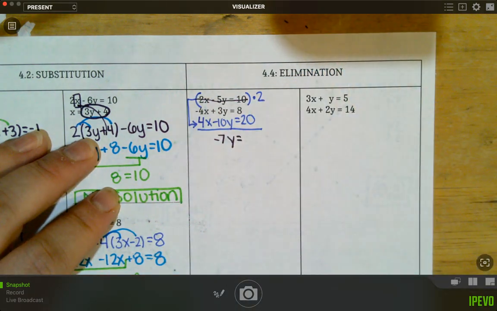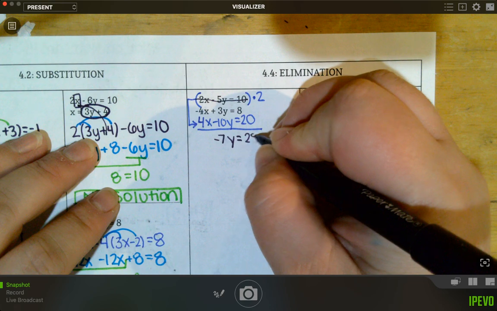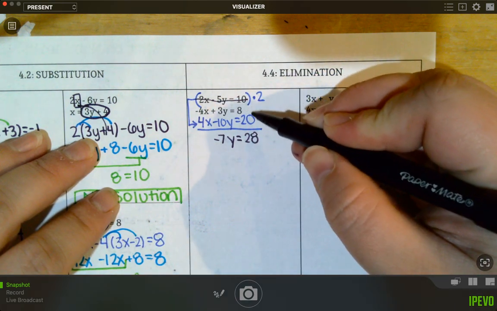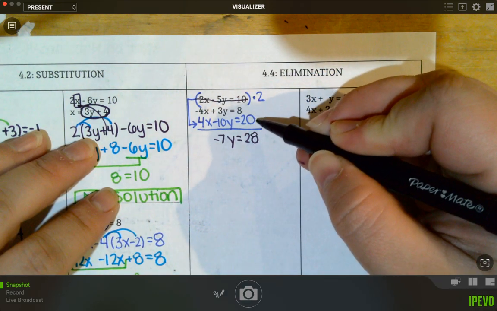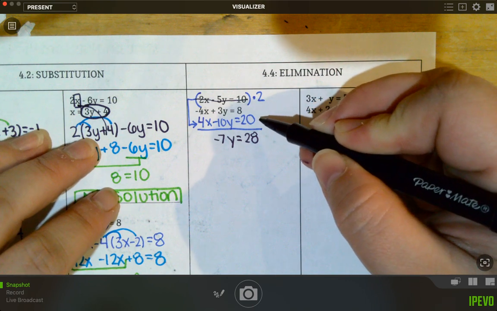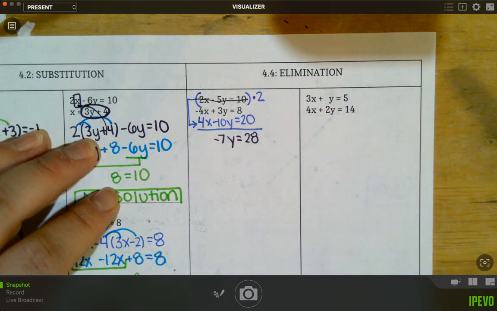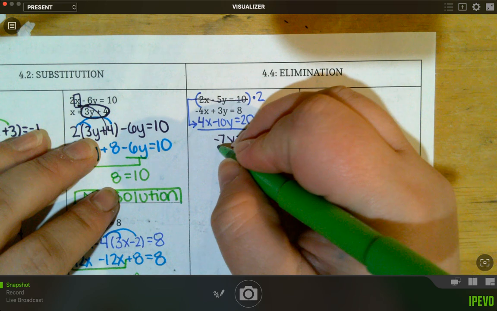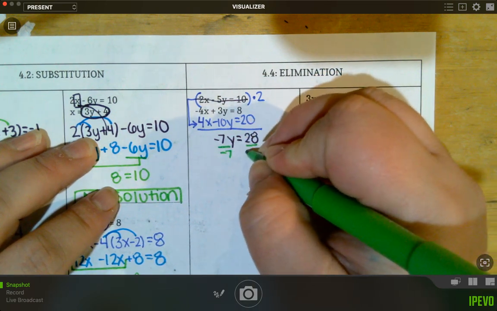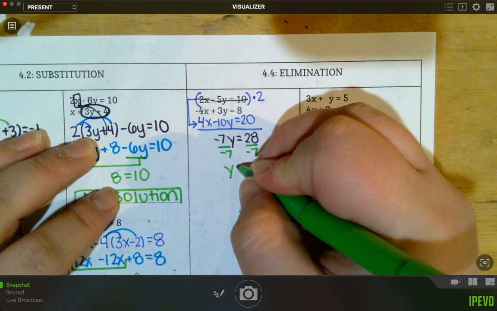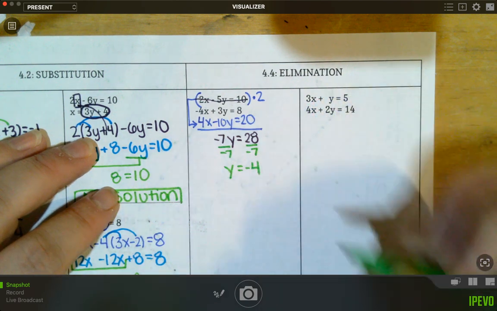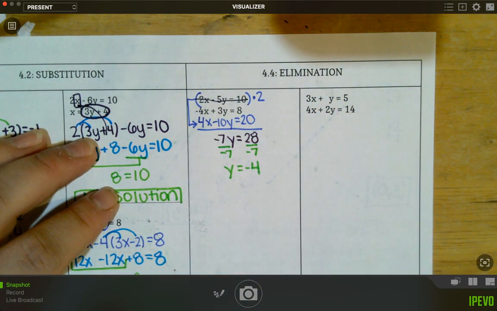And 8 plus 20 is 28. Don't forget to add these last two together. That's probably been the number one mistake I've seen on homework so far. And now we can divide by -7 on both sides. 28 divided by -7 is -4. And we have our first variable.